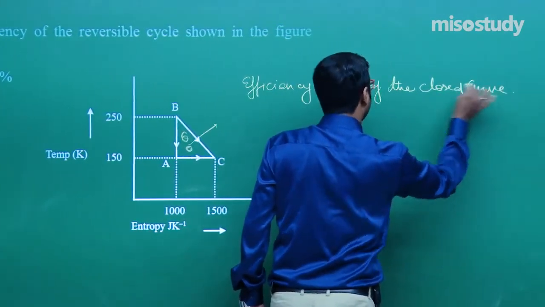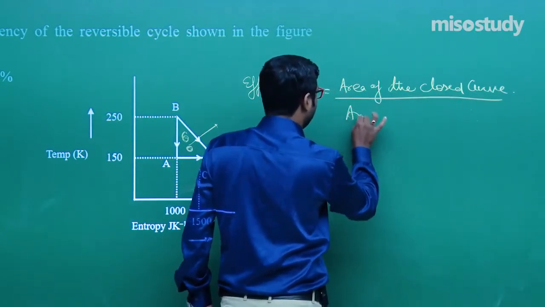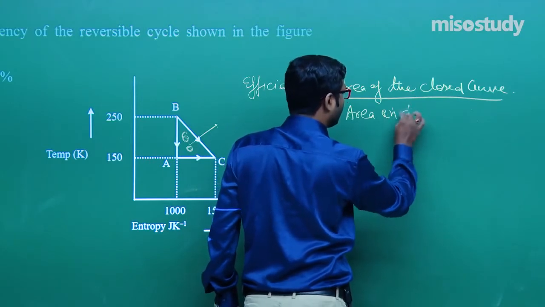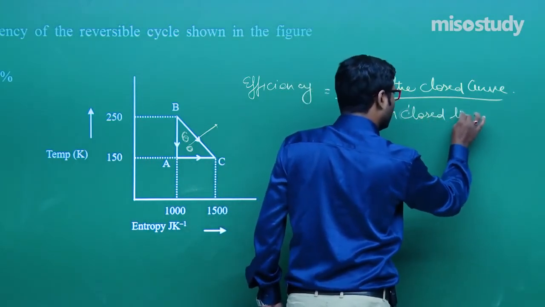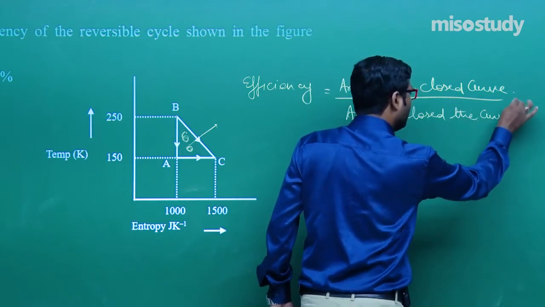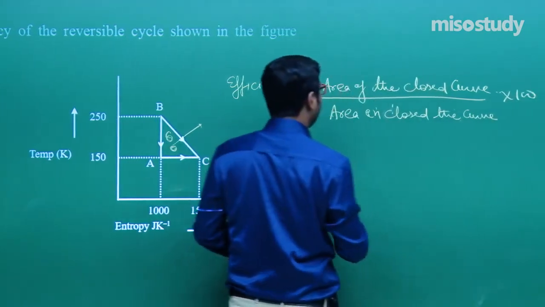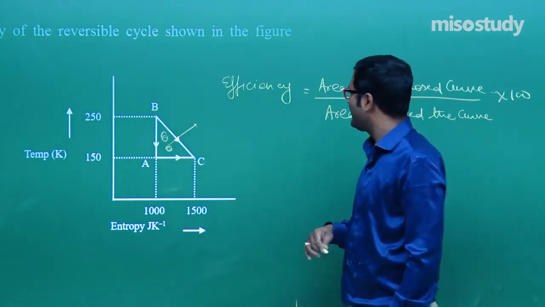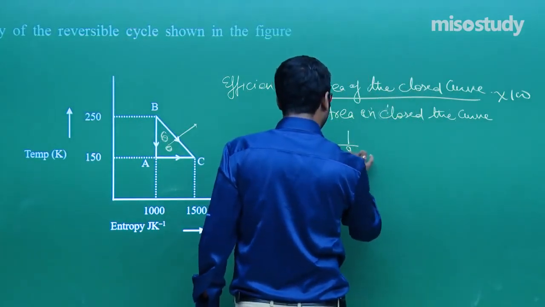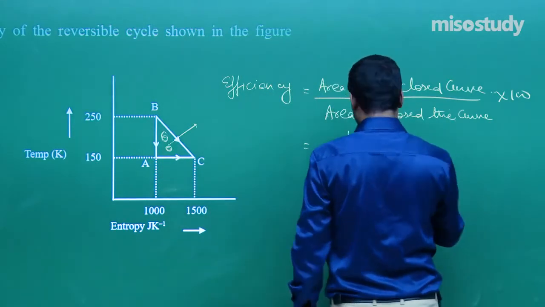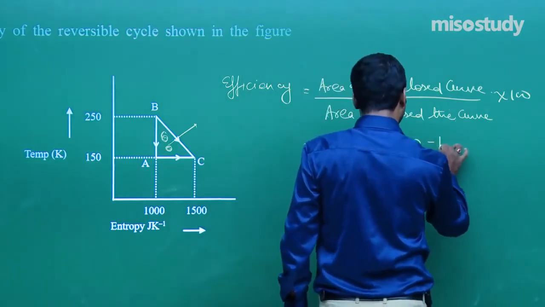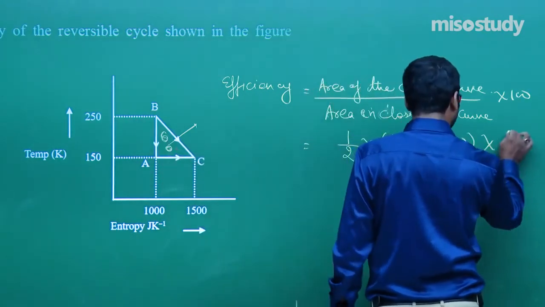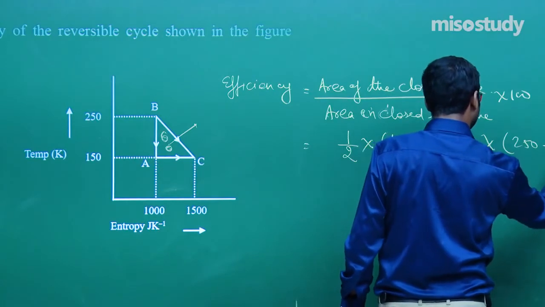Clear to you? Efficiency is the area of the closed curve upon the total area enclosed by the curve, multiplied by 100. As we know, this is a right angle triangle. What is the area of the right angle triangle? Half base into height. The base is 1500 minus 1000, and the height is 250 minus 150.